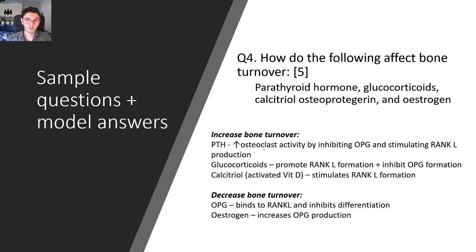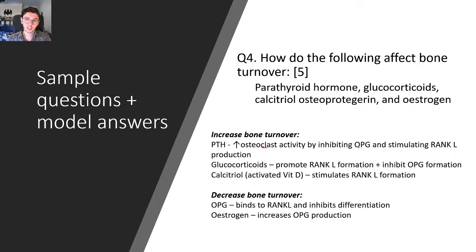So PTH increases osteoclast activity because it inhibits all the stuff that blocks osteoclastic activities, that's OPG, and it stimulates RANKL production from osteoblasts.